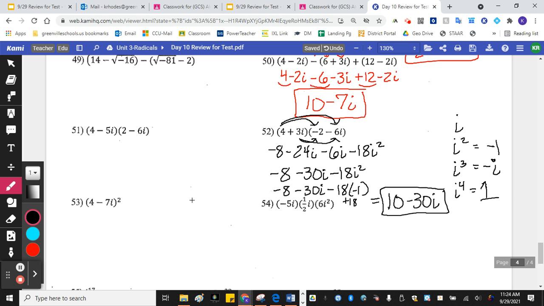Make sure you put the real number before the imaginary number. Standard form: real number before imaginary.